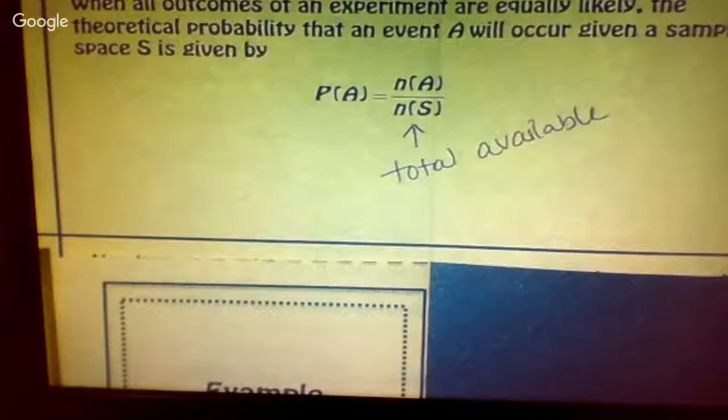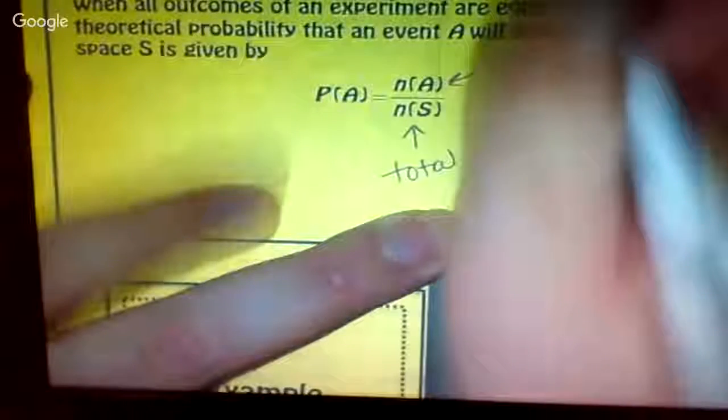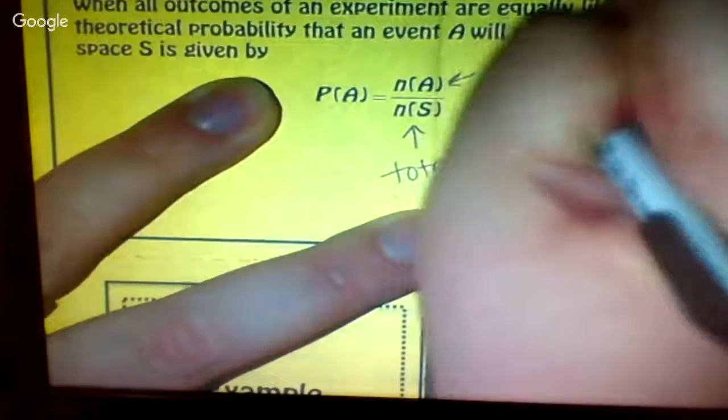So, total available. Where did you get the number 1 from? Because there's only one 6. So, this is the number of items you're looking for.